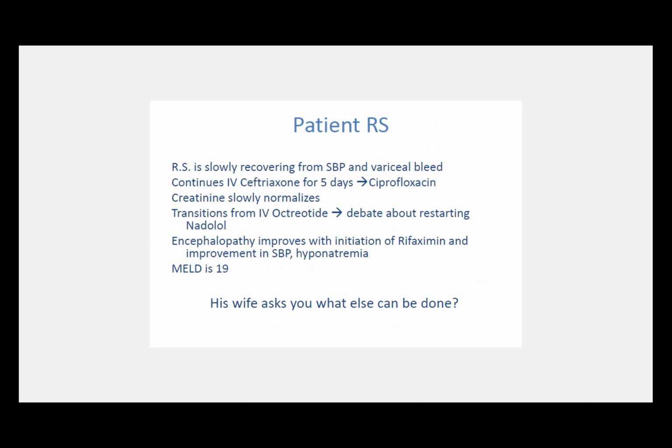So now our guy, he's stabilizing. You've converted him to oral antibiotics. He's probably going to be on it long term to prevent secondary SBP. His creatinine's getting better. You're deciding whether you want to start him on Nadolol because he had a GI bleed. And now his MELD is 19. So you've kind of stabilized this patient. He hasn't been drinking for 5 years from the beginning of the scenario.